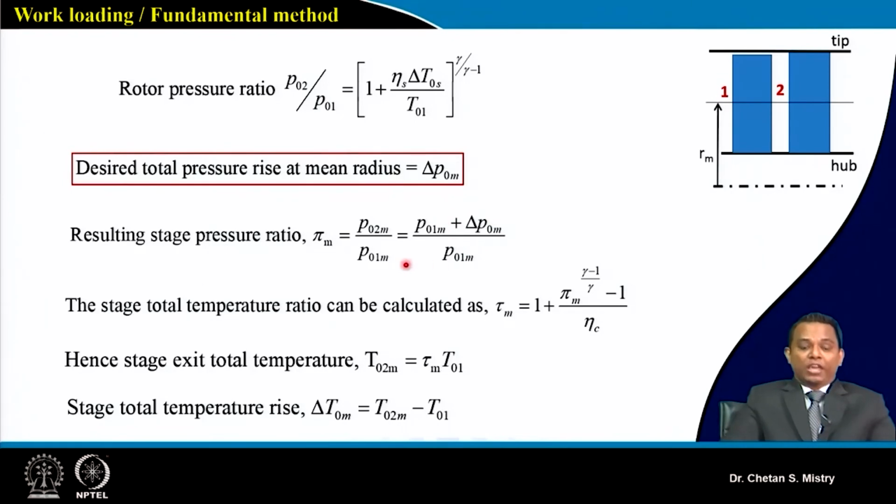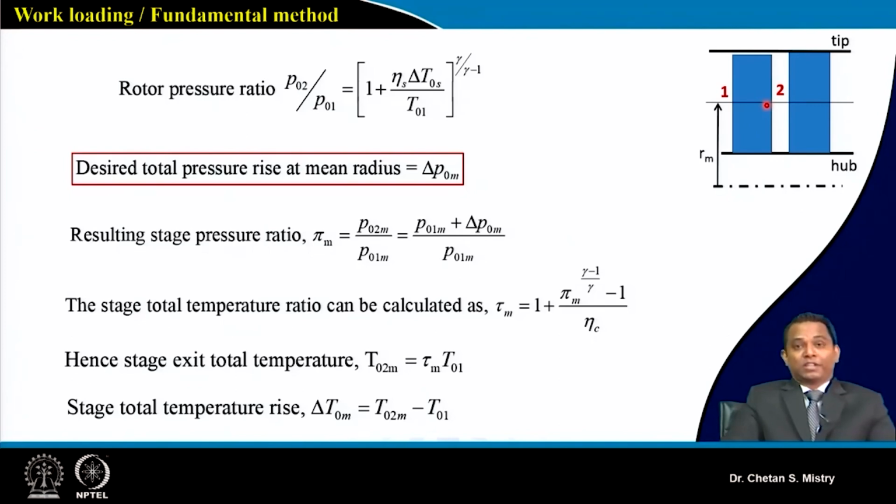Okay, if this is your case, you can write down your modified pressure ratio at the mid station as P02 by P01, that is nothing but my entry pressure plus delta P0 divided by P01. Now based on this we can calculate what will be our temperature ratio and what will be my exit temperature at that particular station. So that's what I am writing as the total temperature rise at that particular station, delta T0 equals T02m minus T01. So this is my delta T0 at that particular station.